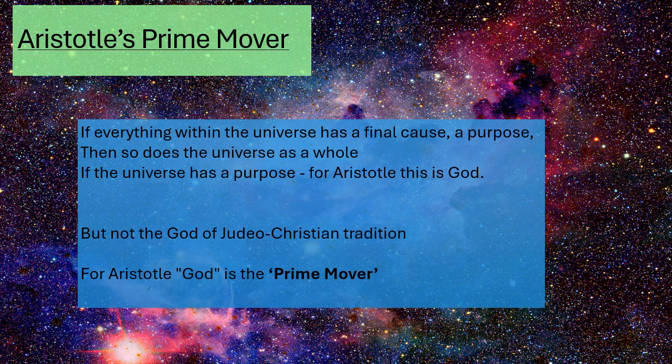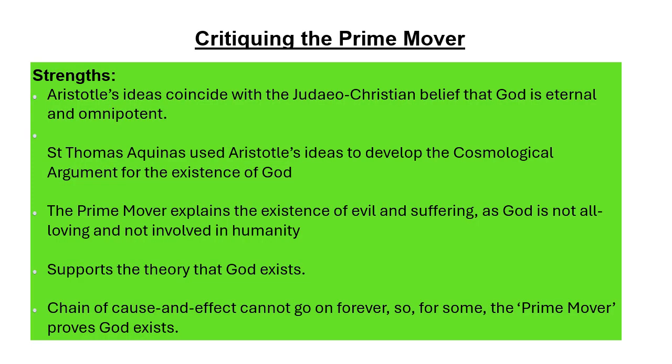So again, just to recap what Aristotle's prime mover is, and now a quick evaluation of that. Strengths: it kind of coincides with the Judeo-Christian belief that God is eternal and omnipotent. We've come across Aquinas in the Arguments for God chapter, the cosmological argument, the teleological argument, his analogy of the archer, his 5 arguments for God, and we look at 3 of them in the cosmological argument. And they're all taken from Aristotle's idea of this unchanging, unmoved, eternal prime mover, the first domino in the dominoes of the universe.